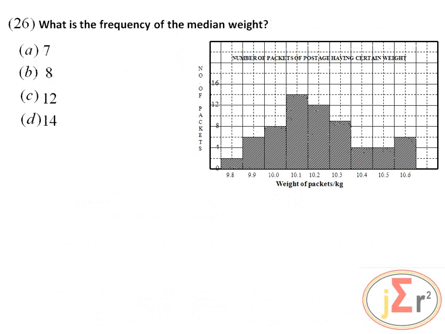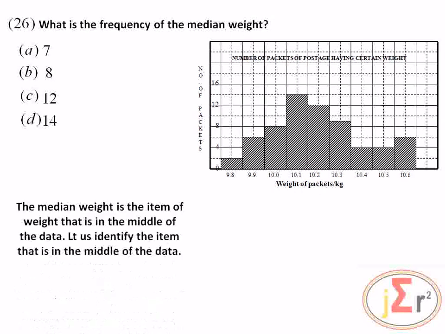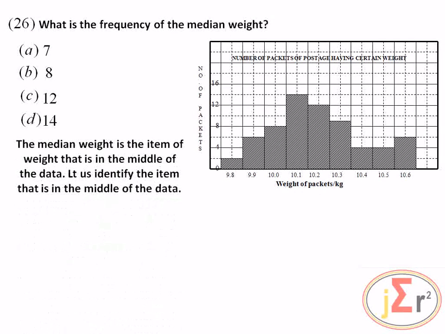What is the frequency of the median weight? The median weight is the item of weight that is in the middle of the data. The median is always the middle. Let us identify the item that is in the middle of the data. So, find the item that is in the middle.